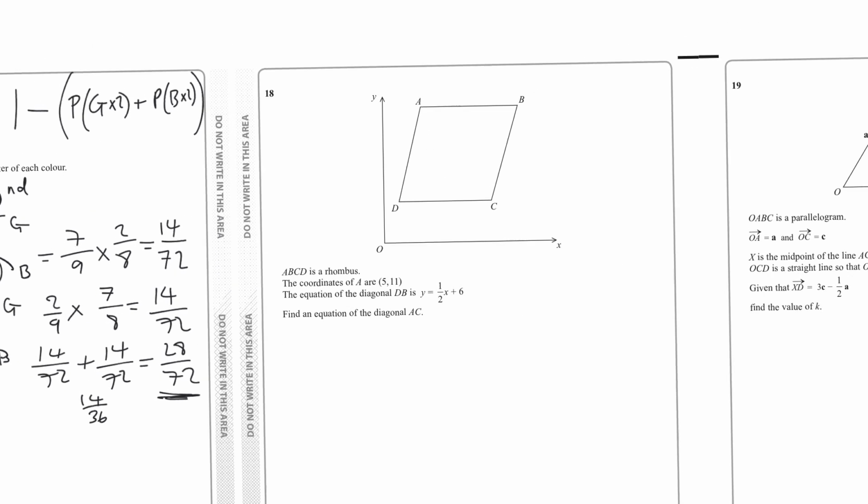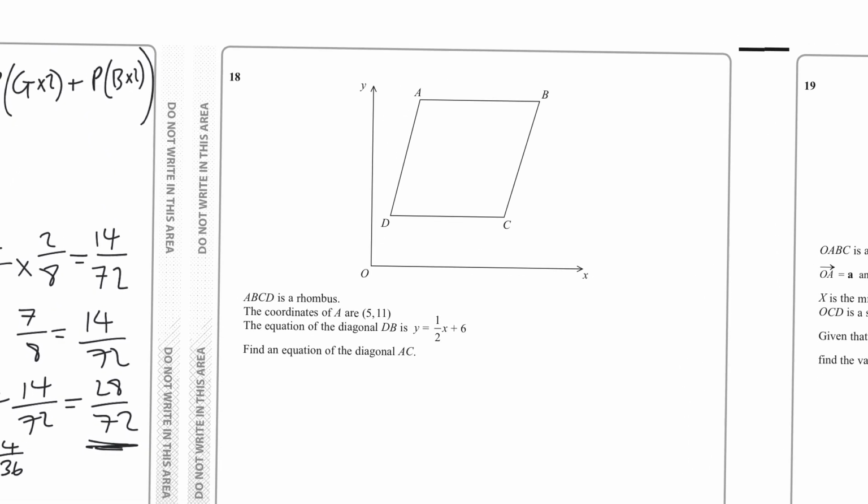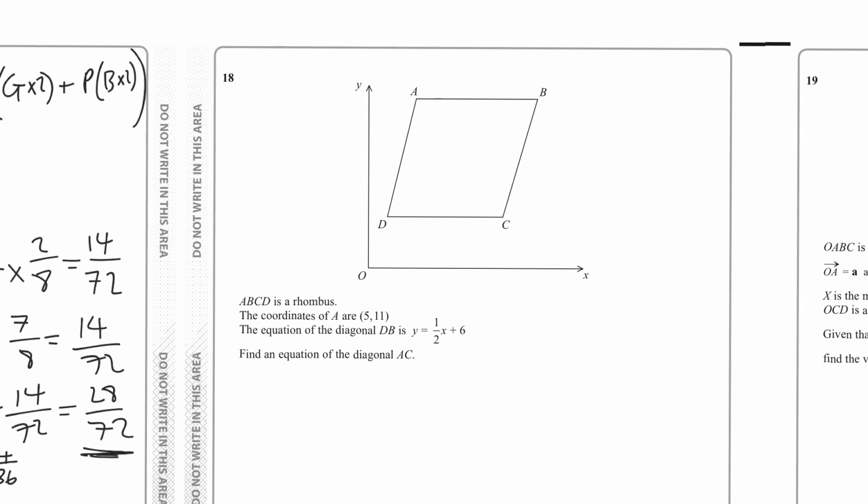So going on to question 18, it wants us to work out the equation of the diagonal AC. I always like to draw it out, so that is our diagonal AC. We know that the equation of the diagonal DB is y equals a half x plus 6. And what I want you to notice is that these lines are perpendicular.